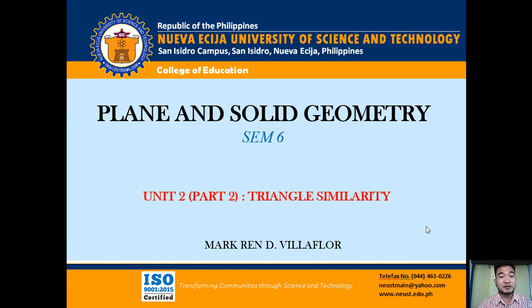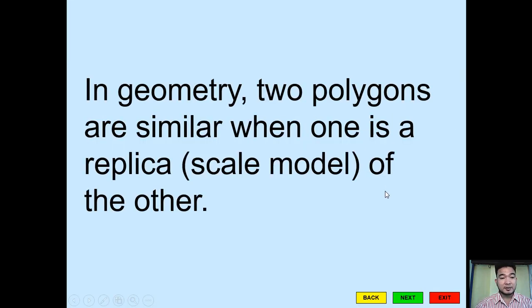Welcome to the second part of Unit 2, which is all about triangles. This time we will be discussing triangle similarity. In geometry, two polygons are similar when one is a replica or the scale model of the other.